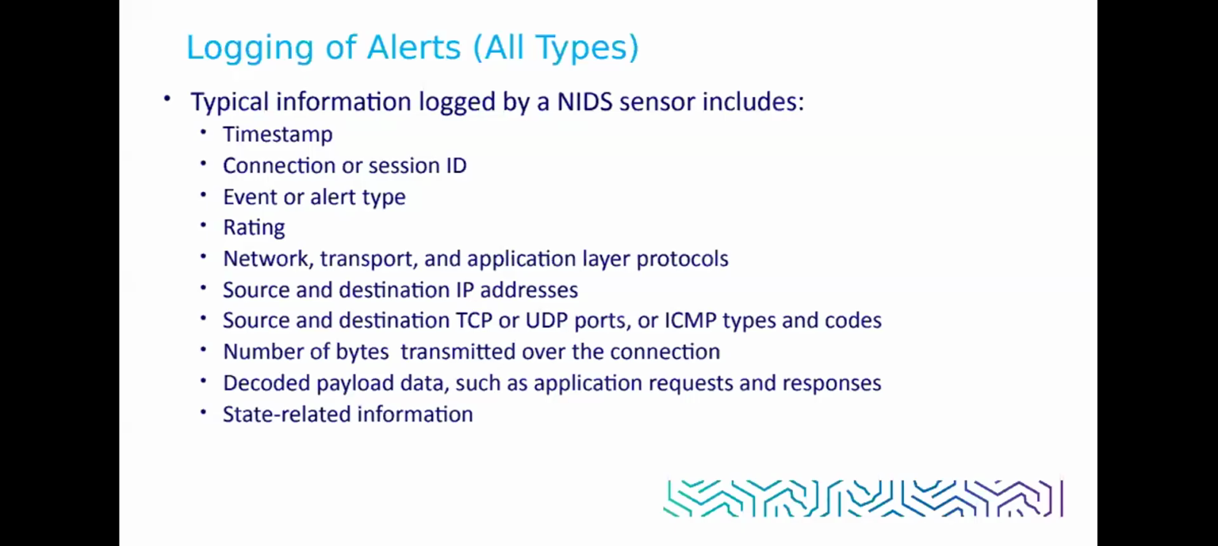For example, a timestamp records when the event happened. Session ID will tell you the identification of the communication session. Alert type will describe the detected attack or event. Severity rating will indicate the importance of the alert. Then protocol information will identify the network, transport, and application protocol. Then source or destination IP will identify the communicating systems. Source or destination port will indicate the network services that are involved. So likewise, there are many terminologies that need to be understood in a clearer way.